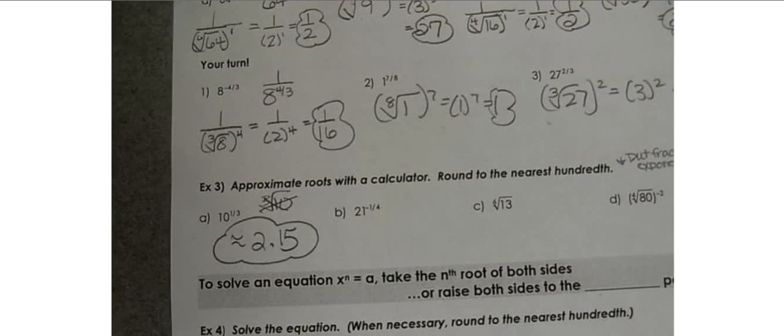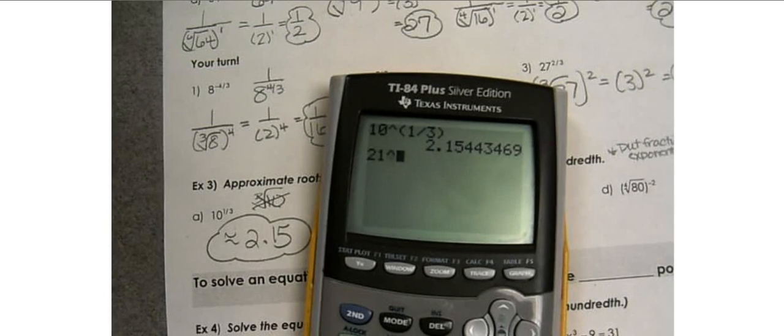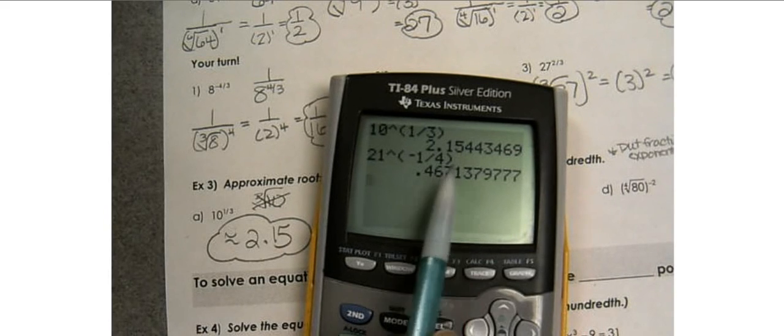We could do the same thing for 21 to the negative 1/4. Just put in parentheses negative 1/4, or in the other one, just put as your exponent negative 1/4. To the nearest hundredth, this would round to 0.47.